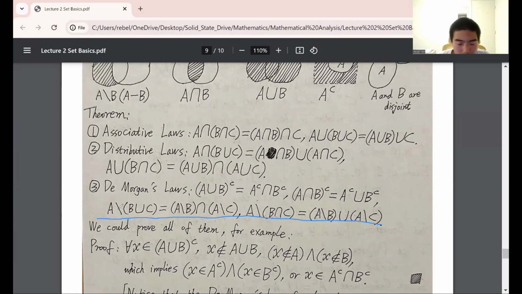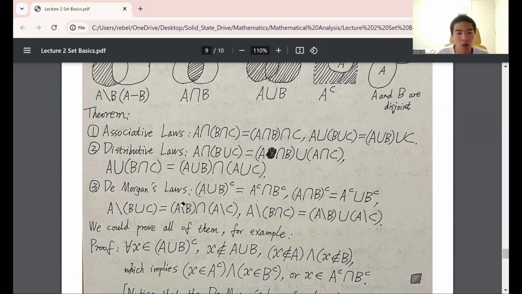It's like the difference between A and the union of B and C is equal to the difference between A and B, intersected with the difference between A and C. And if we change the union to intersection, then it also makes sense. So yeah, that's it.